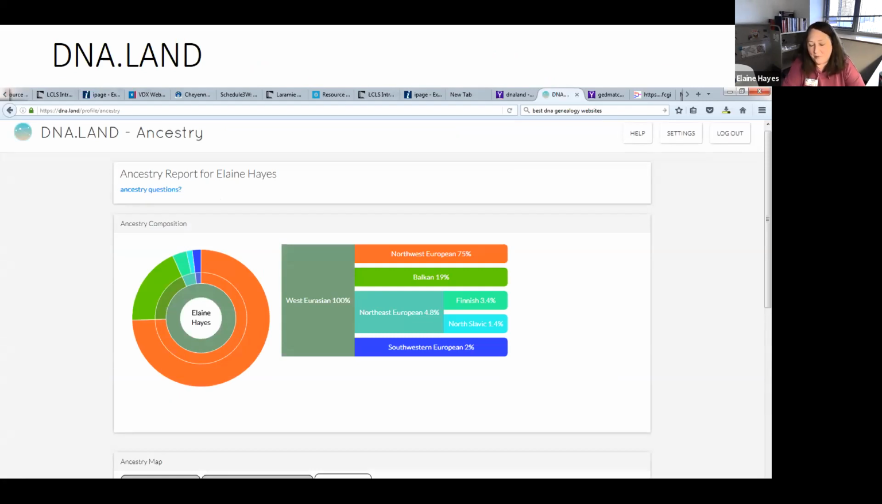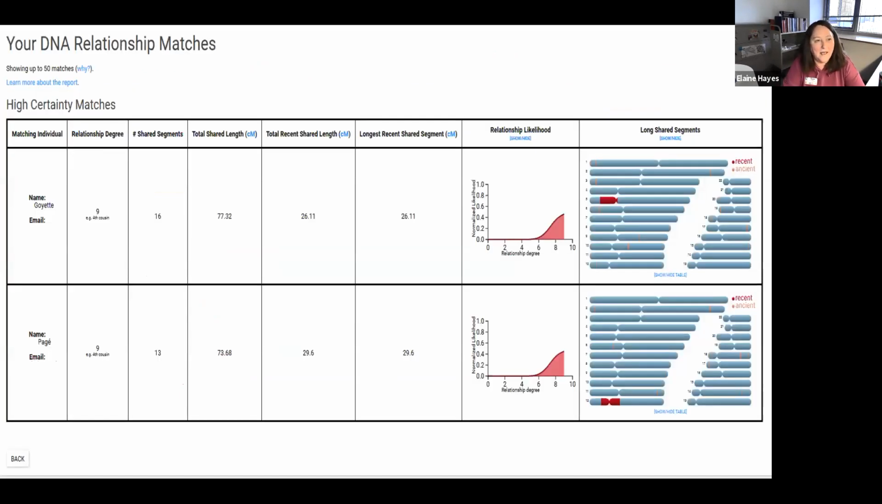Another place where you can put your information in that you've tested with another company is DNA Land, and it gives you an ancestry report. This is a few years ago, but it looks different too. It's not as specific. There's a lot of Northwestern European, but it hasn't really broken it down into exactly what kind of European.